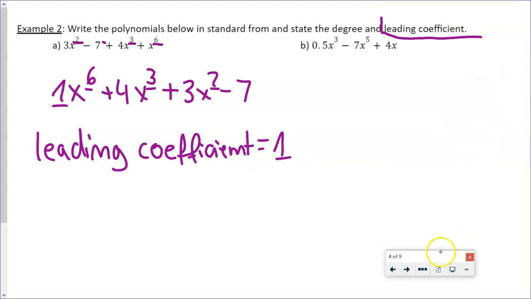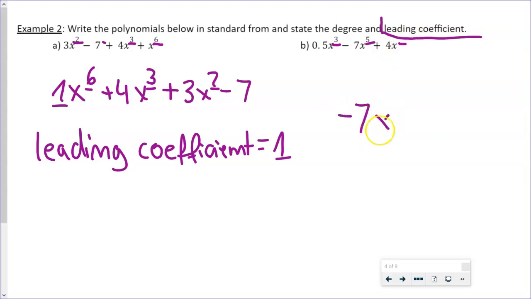Now the second example, all right, I got the 3, I got a 5, and I got a 1. Again, if nothing is written, that indicates that there is an x to the first power. So of course, negative 7x to the 5th comes first, because that's the biggest exponent of an x. Then we're going to add 0.5x cubed. And lastly, we're going to add 4x, okay?